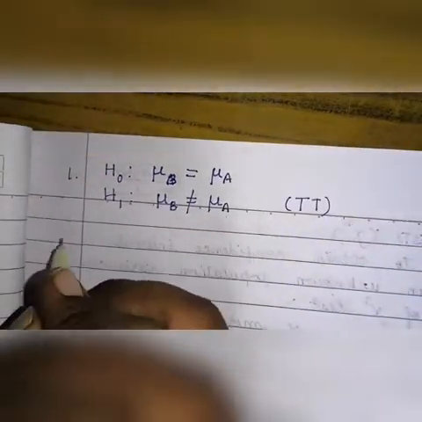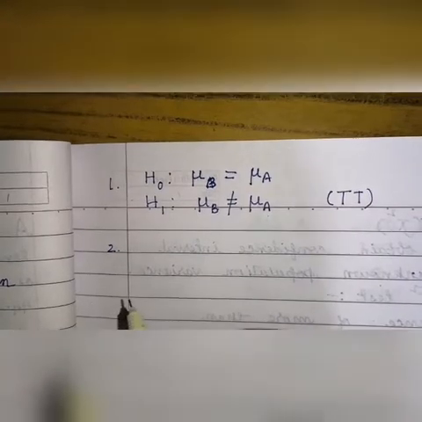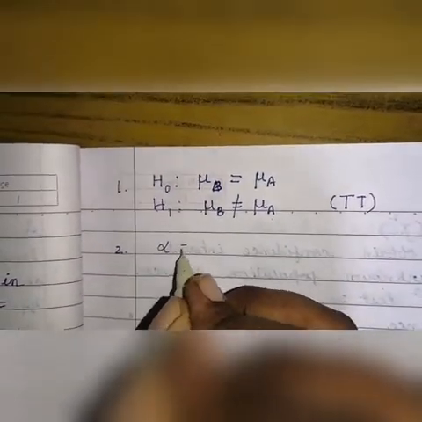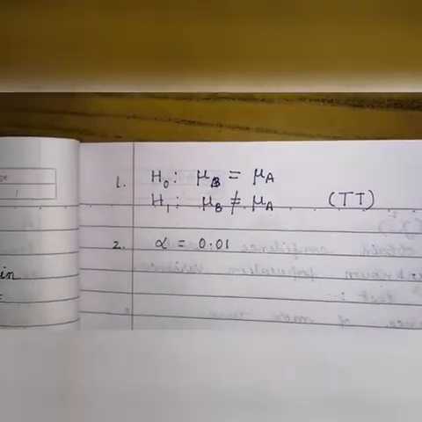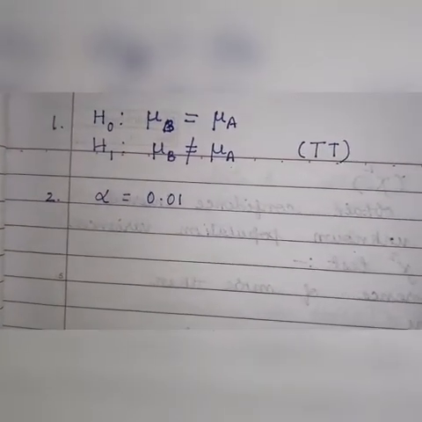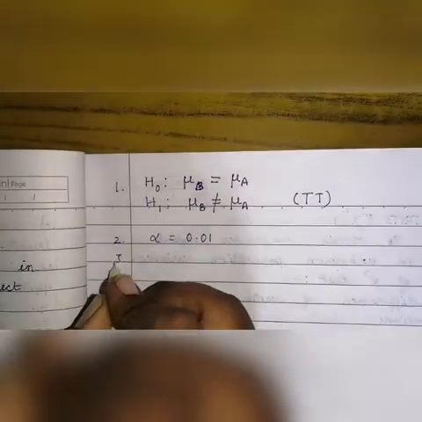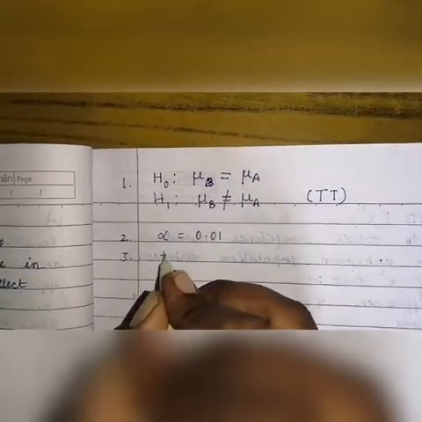Alright, now the second step is the level of significance. In the question they have asked us to assume level of significance as 1%. So alpha will be 0.01. For all the questions previously we have considered level of significance as 5%. So this is something which is different. So please focus. Next, step 3 is to calculate the test statistic.